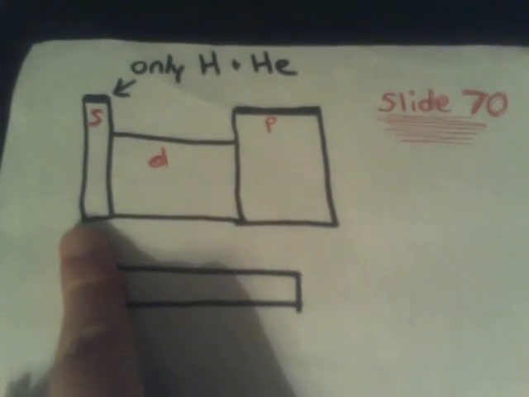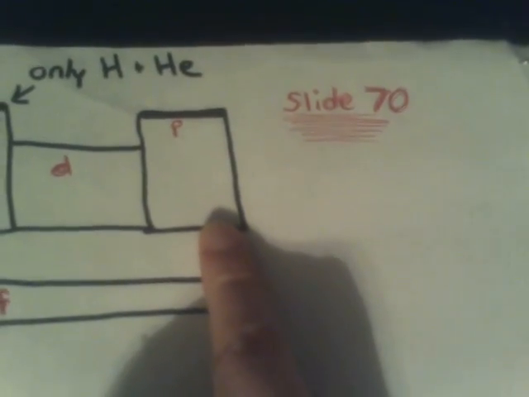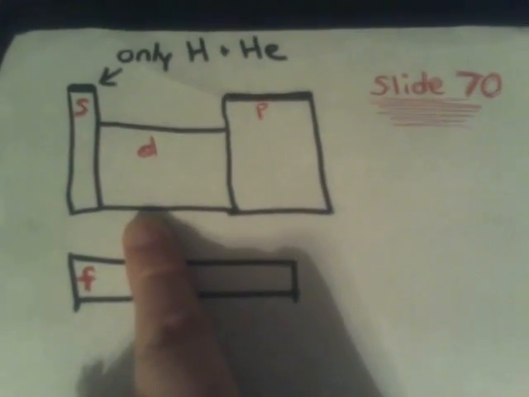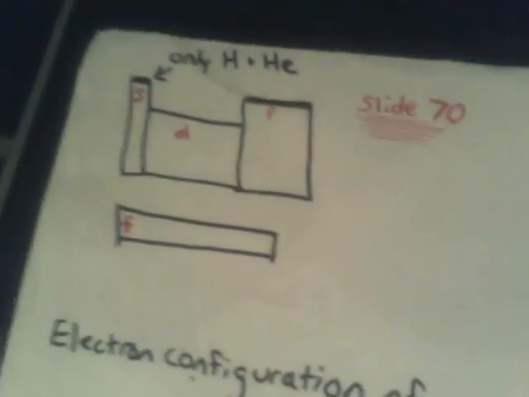S is the first two columns, P is the last columns, D is the ones that are in between, and F is the ones that are below. So let's put this to the real periodic table. These are the S, these are the P, and the ones in the middle are the D. The ones down here are the F. Okay, so we've broken down the periodic table into S, P, D, and F.